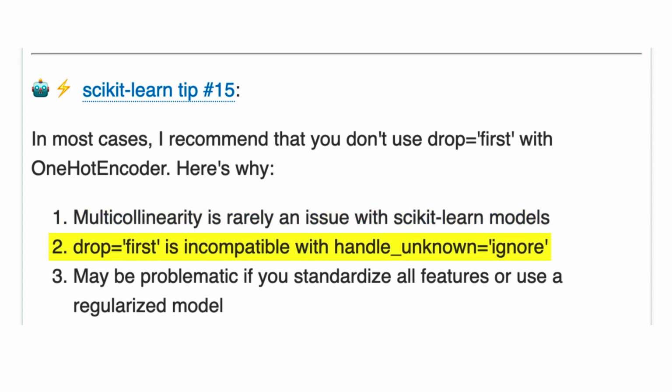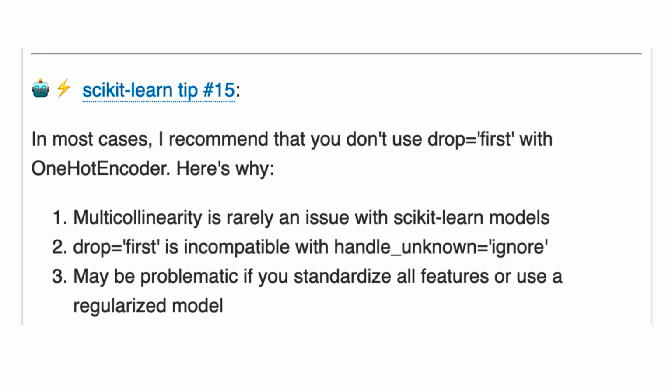Reason number two, drop equals first is incompatible with handle unknown equals ignore. Handle unknown equals ignore encodes unknown categories seen in your new data as all zeros. Drop equals first will encode your first category as all zeros. You don't want to encode them both the same way, so scikit-learn doesn't even allow it.